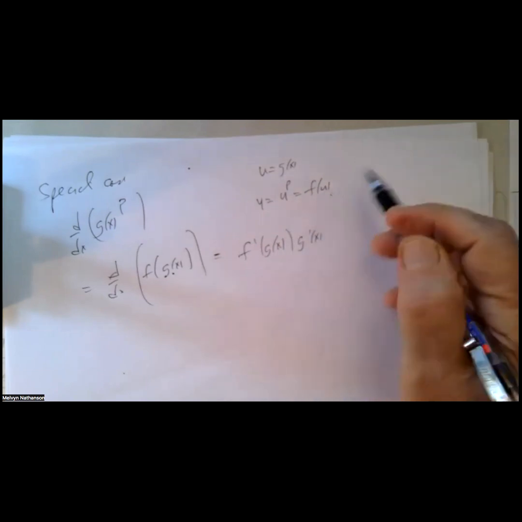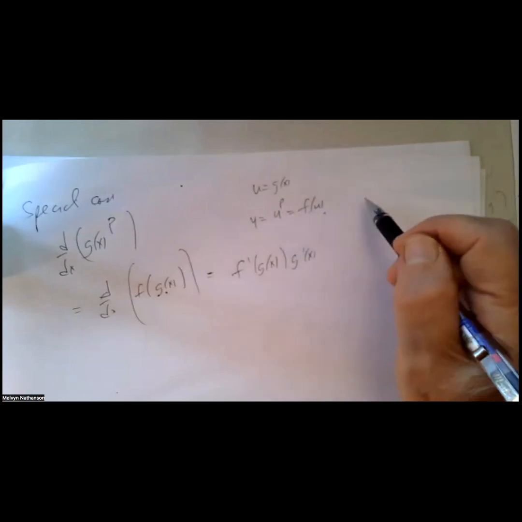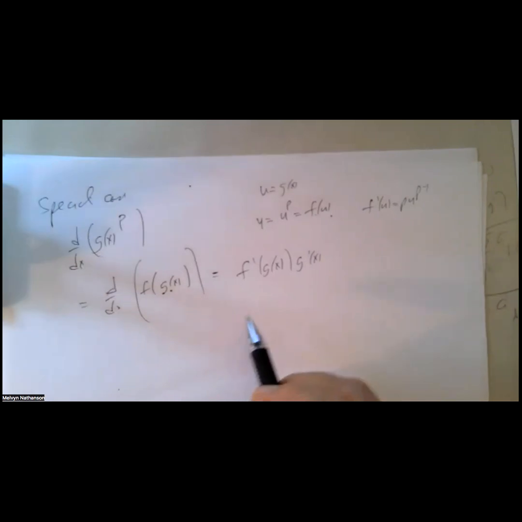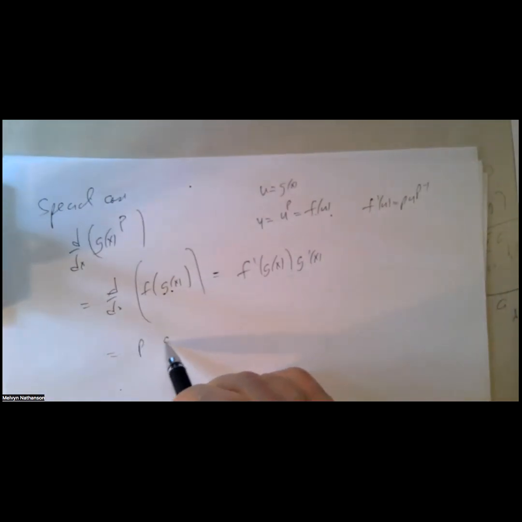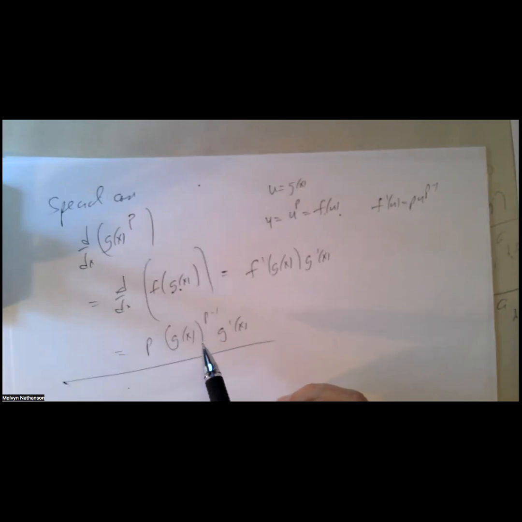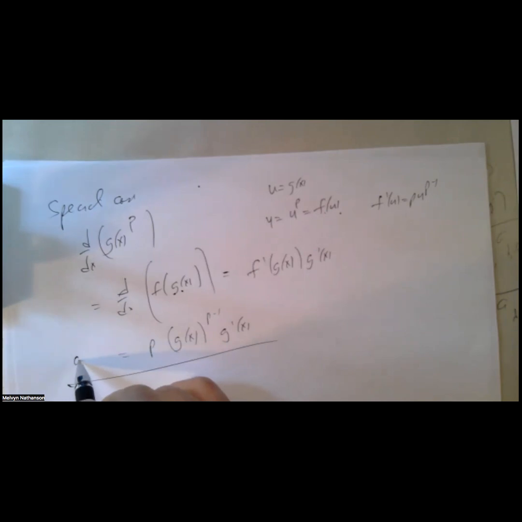Now, if f of u is u to the p, f prime of u is p u to the p minus 1. So this is going to be p g of x to the power p minus 1 times g prime of x. And this is a very important special case of the chain rule. It's the chain rule for powers that says if you have g of x to the power of p, the derivative is this.